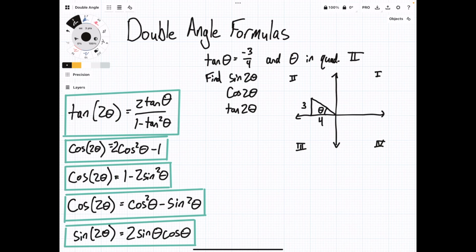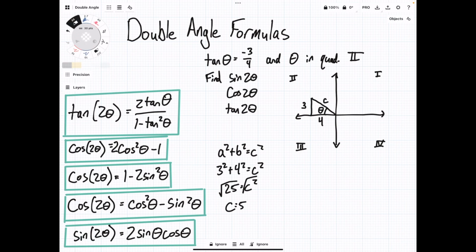So now we need to figure out what this side is. Quick Pythagorean theorem will tell us that it is 5. So 3 squared plus 4 squared equals c squared. This is 25 equals c squared. C equals 5. So in our diagram, we're just going to replace this. This is 5.